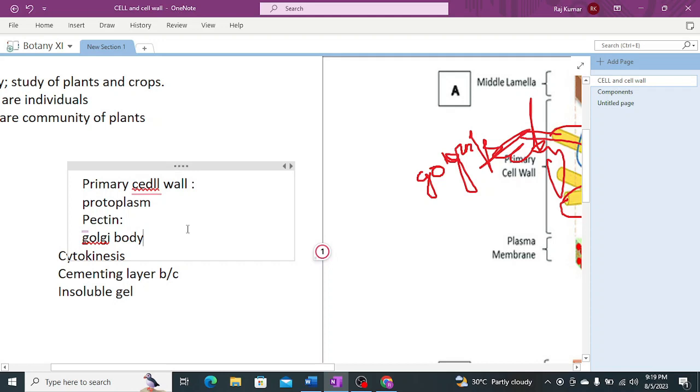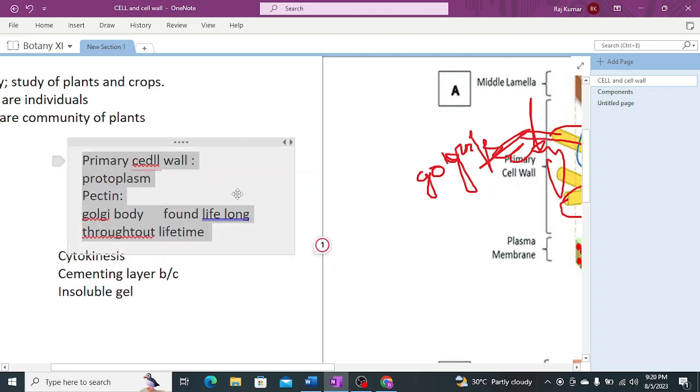After which we have another MCQ point: the primary cell wall is found lifelong, throughout the lifetime. What is meant by lifelong here? Lifelong means that these have the capability of growth throughout the lifetime in growing cells.